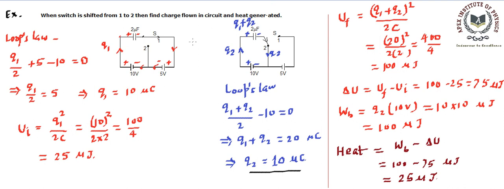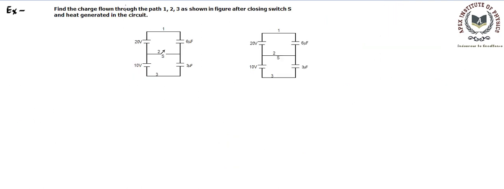Now let's take one more example in which a switch is involved, and let me solve it for you so that you become confident in these kinds of questions. So the example says: find the charge flown through the path 1, 2, 3 as shown in the figure after closing switch S, and the heat generated in the circuit. So again we need to find the charge flowing through these paths once the switch is closed.